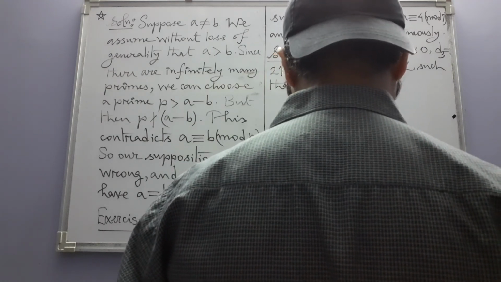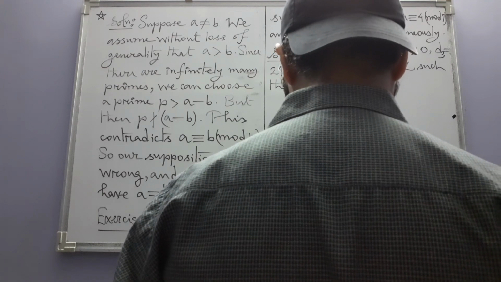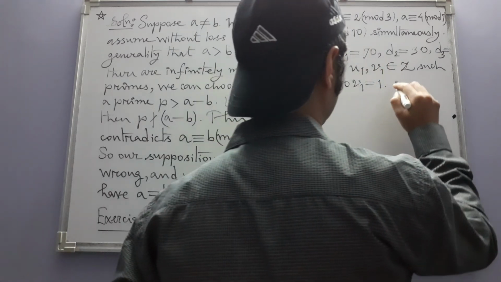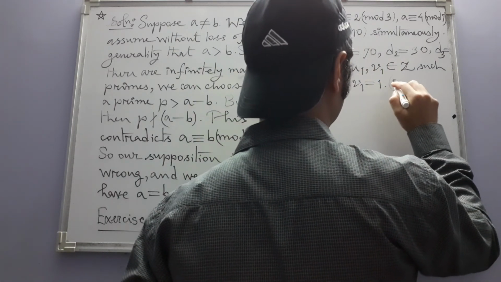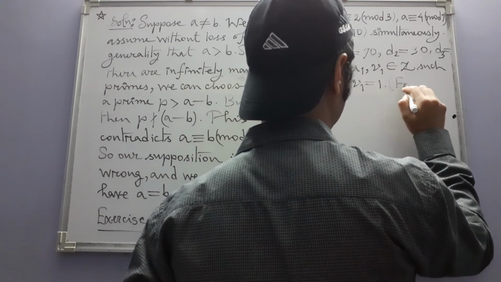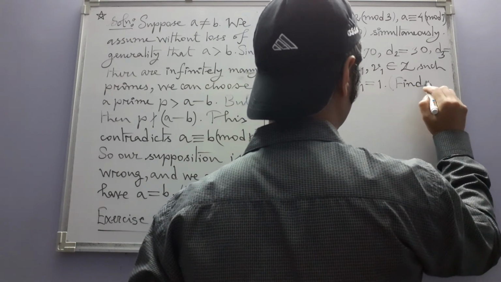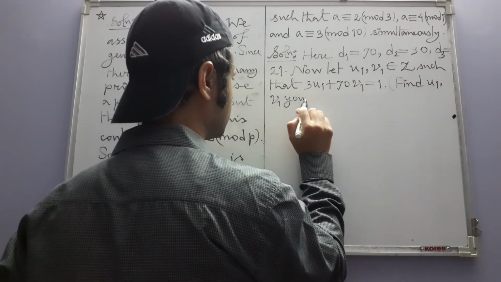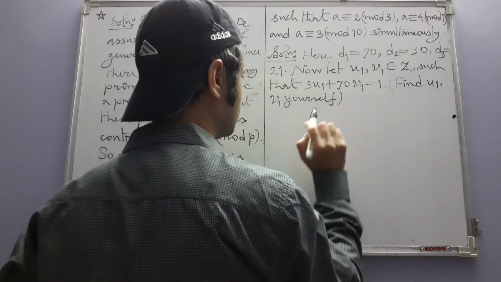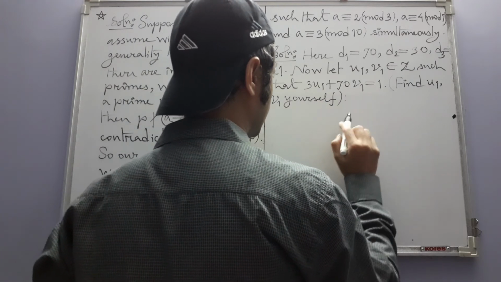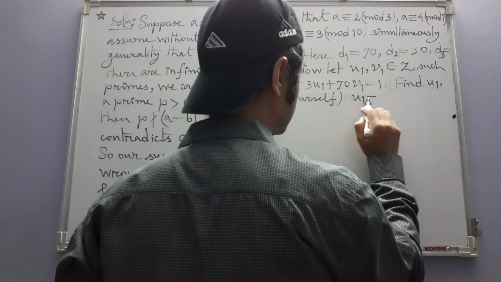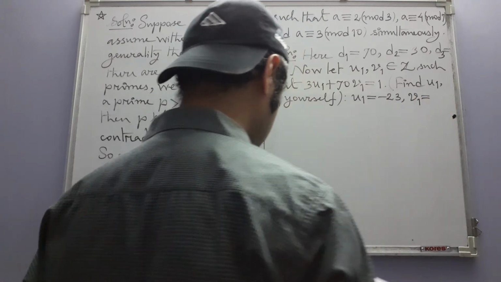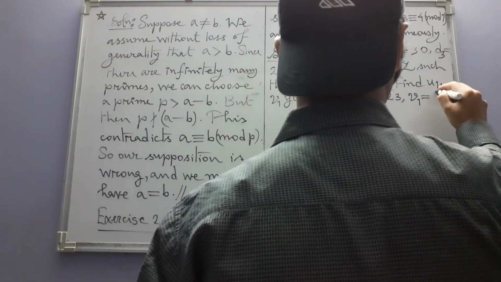And I am not writing the details. You will see that. So here I write: find u1 and nu1 yourself. It turns out that u1 is minus 23 and nu1 is 1.